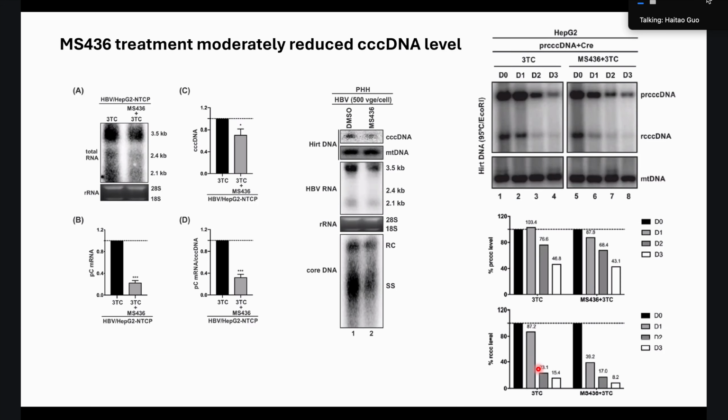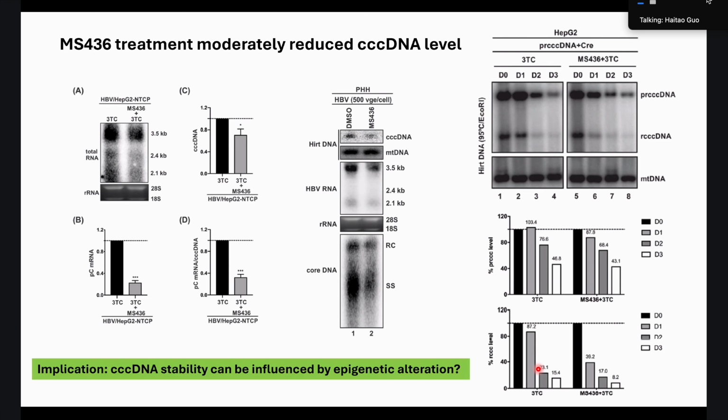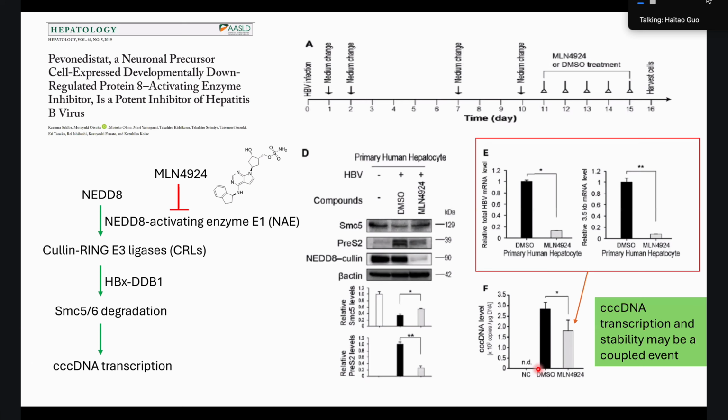Also, surprisingly, we found that when we inhibit cccDNA transcription by MS436, we also see a slight reduction of the cccDNA level in the treated cells. This is further demonstrated more clearly by a recombinant cccDNA system. So the implication is that cccDNA stability may be influenced by epigenetic alteration. This is consistent with a previous study, in which the MLN compound inhibits SMC5/6 degradation and also reduces cccDNA transcription, and you can also see the level of cccDNA reduced. So maybe cccDNA transcription and stability are coupled.